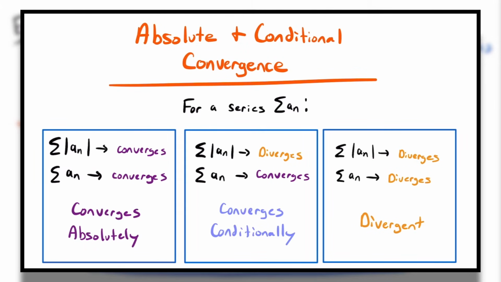All right, and so just note that for absolute convergence, you only need to show that the series for the absolute value of a sub n converges, because that will automatically imply that the original converges as well.